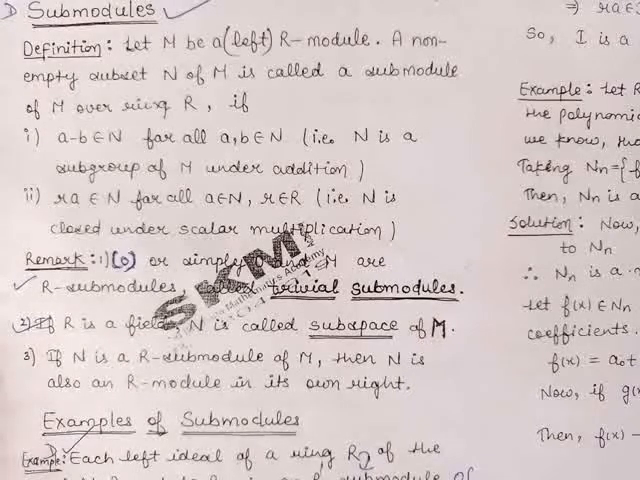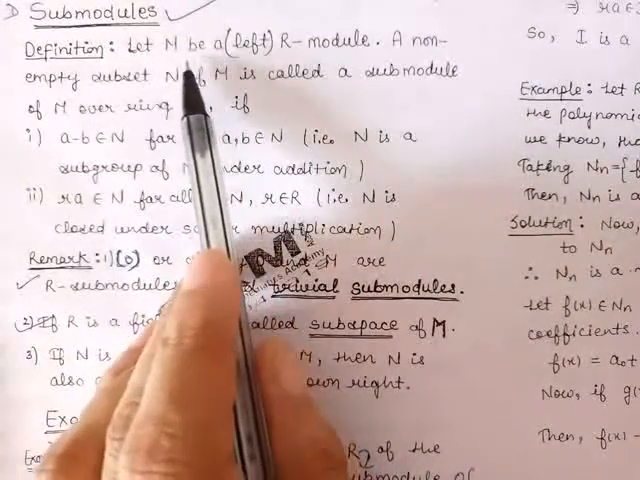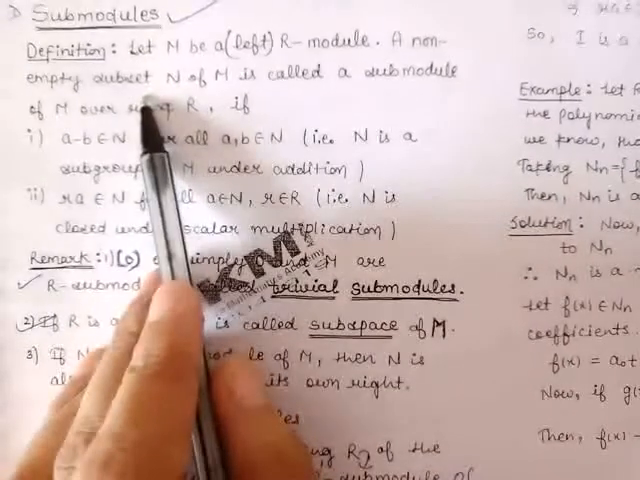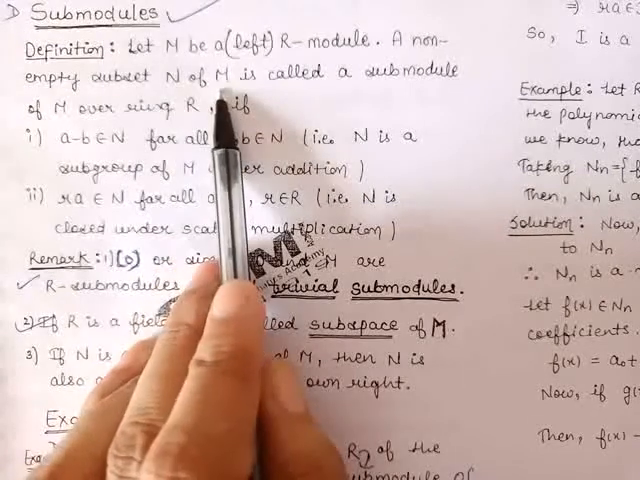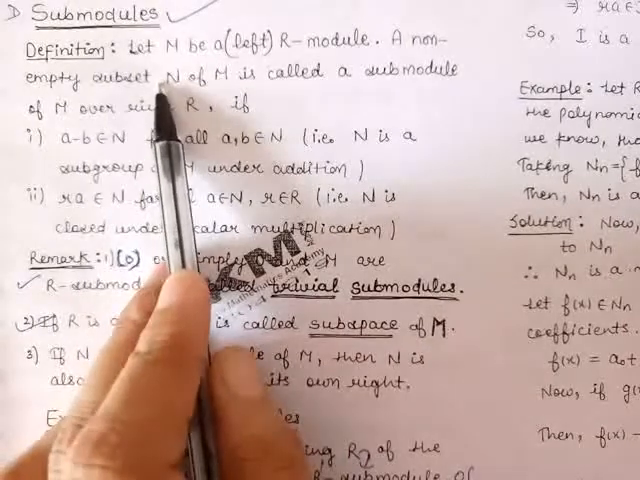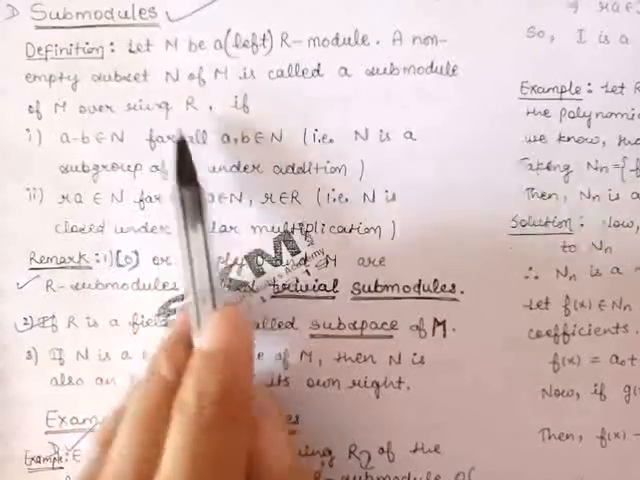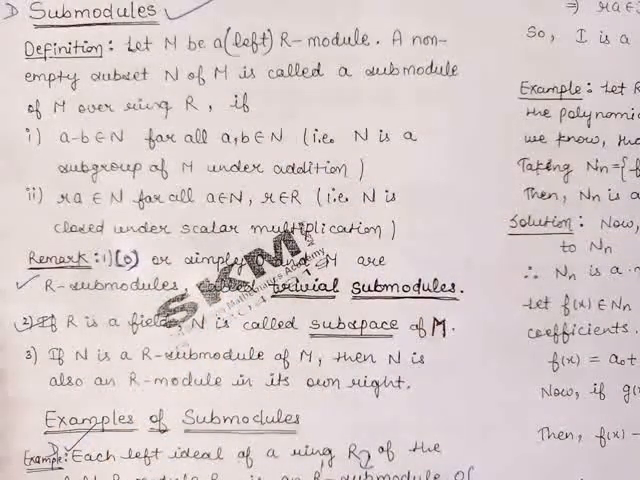Today we will discuss submodules of a module over a ring. So, the definition is: let us take a module M over a ring R and a non-empty subset N of M. Then we say that this N is a submodule of M over the ring R if two conditions are satisfied.